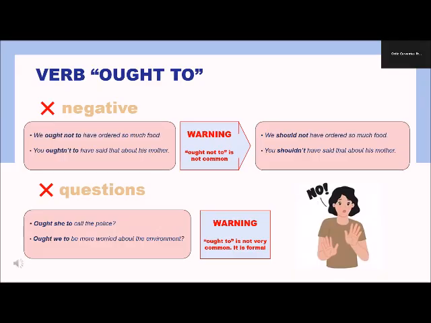But the negative of ought to is not common. We usually use shouldn't or should not instead. For example, we should not have ordered so much food. You shouldn't have said that about his mother.